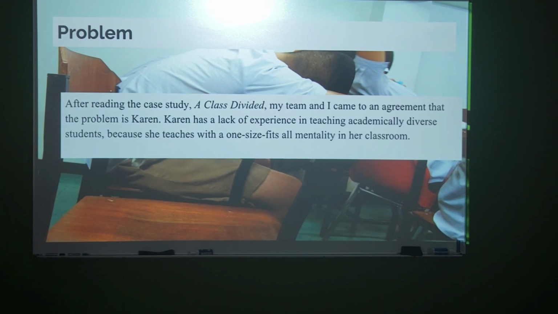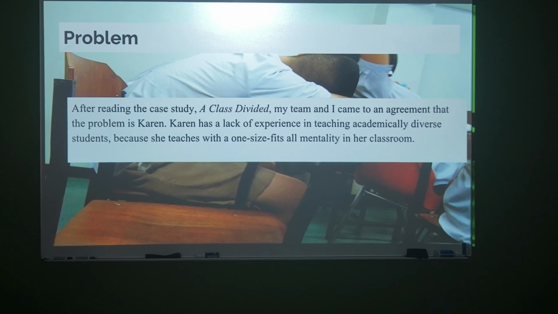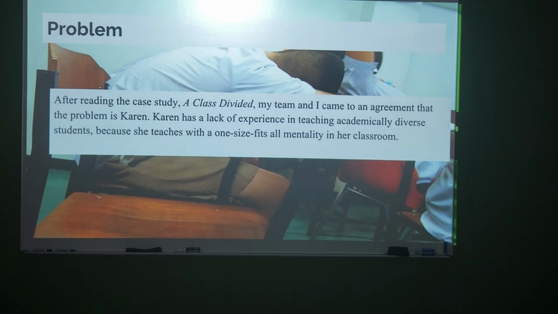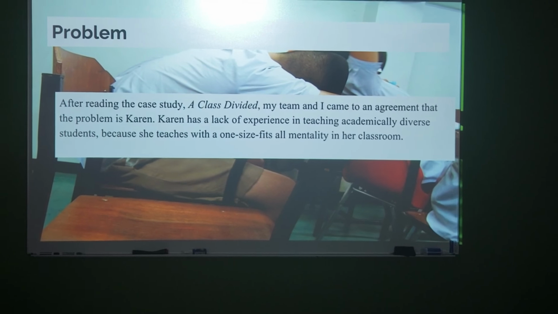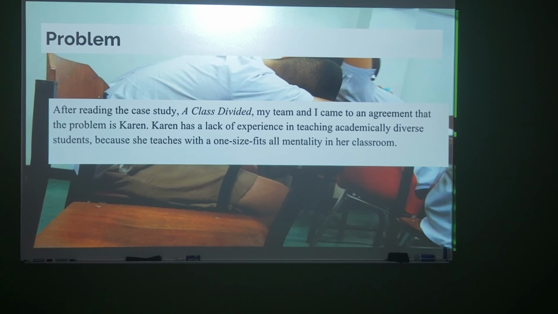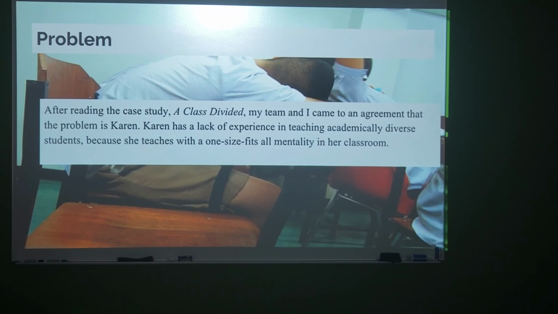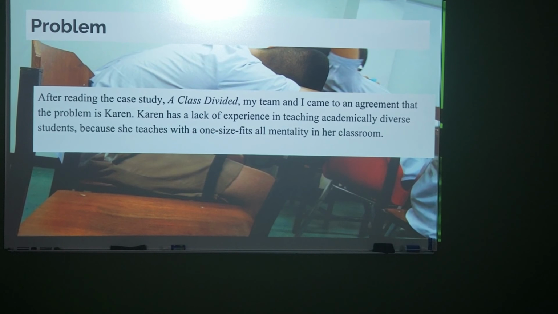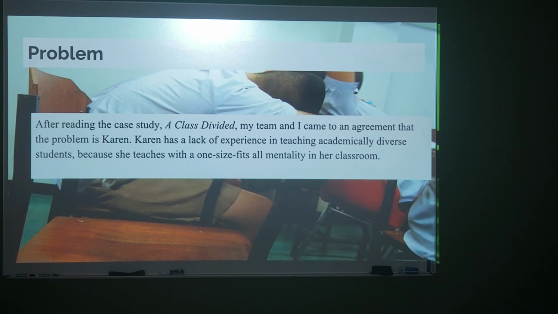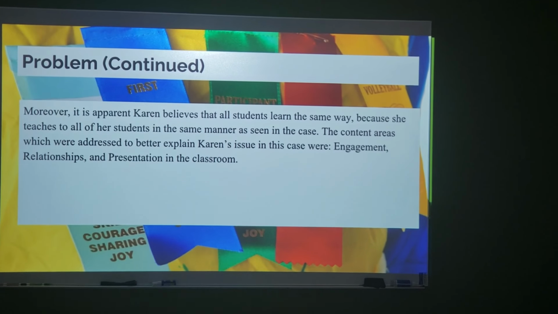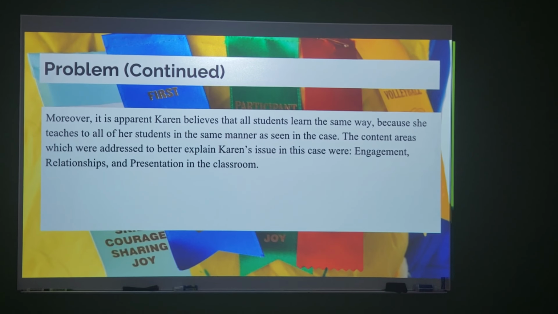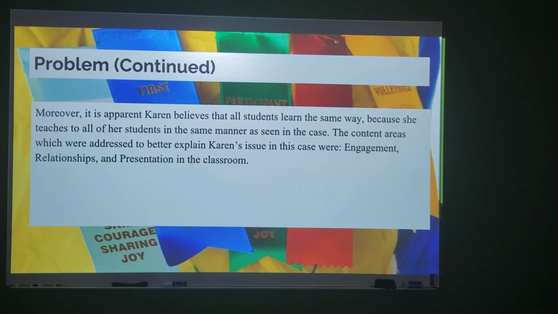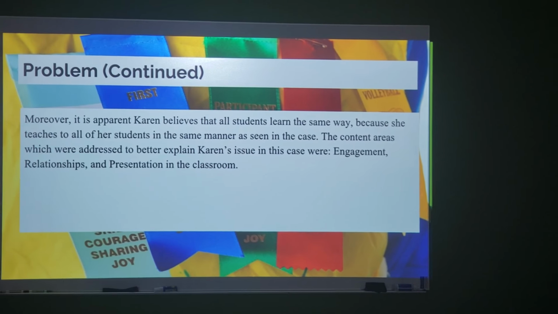Our group and I have come to an agreement that Karen's problem is pretty much that she teaches with a one-size-fits-all type mindset. She's a great teacher, no doubt, but she's used to teaching students that are all academically on the same level. Now she's been presented with a 6th period class that is lower than that, and she's not really experienced in that. Moreover, it's apparent that Karen believes that all the students learn in the same way. This is a problem. She teaches all of her students in the same manner as seen in this case.